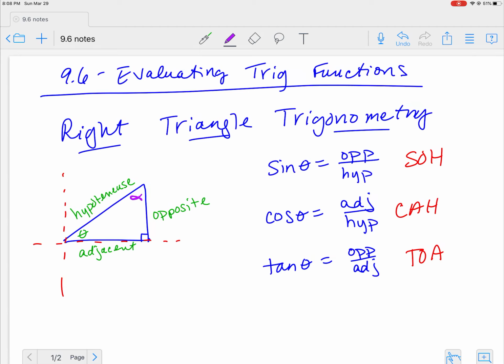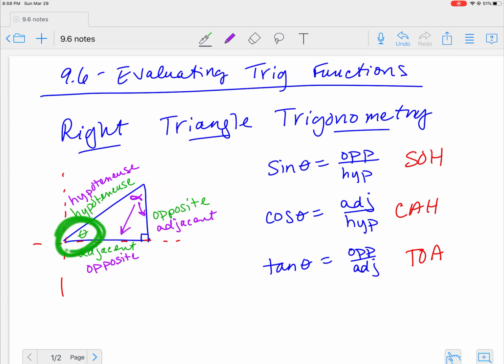That is amazing. I'm going to go with a different color here, spicing it up. Let's go a little purple. So here, if I have, let's say, alpha, whatever angle, it doesn't matter. Across from alpha is my opposite. Next to alpha is my adjacent. Across from the right angle is the hypotenuse, no matter where I'm looking at that other angle measurement.